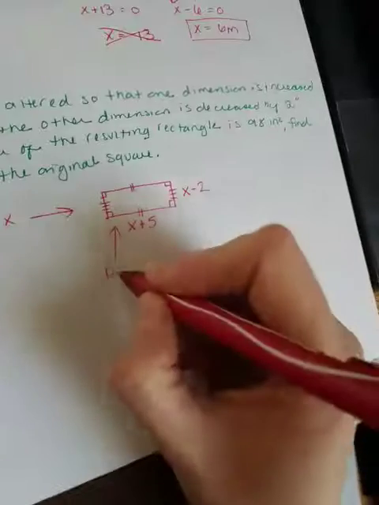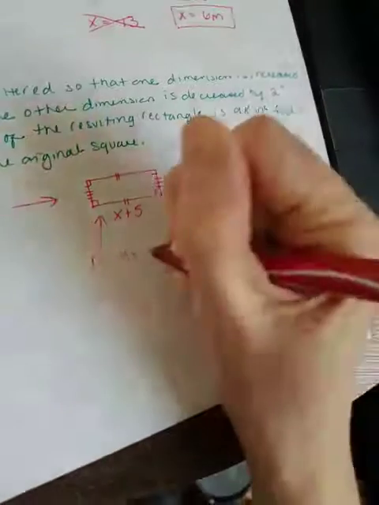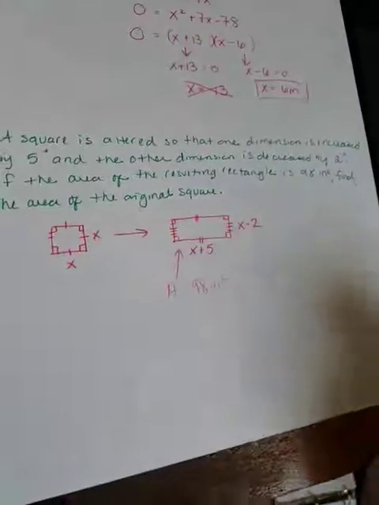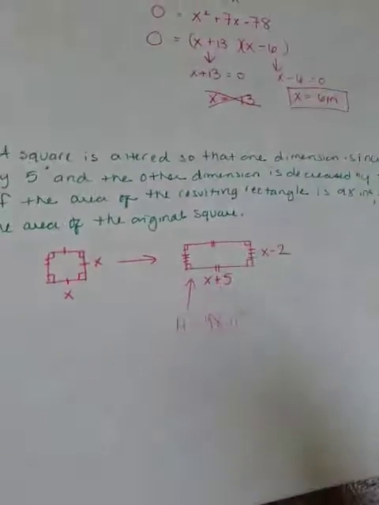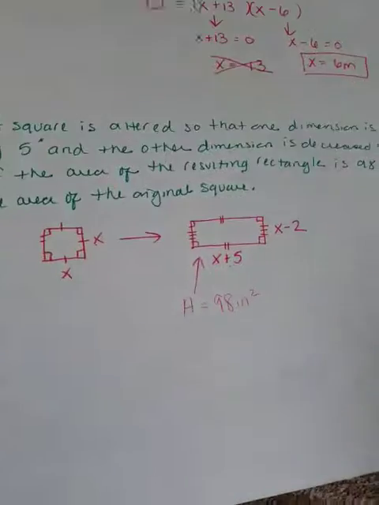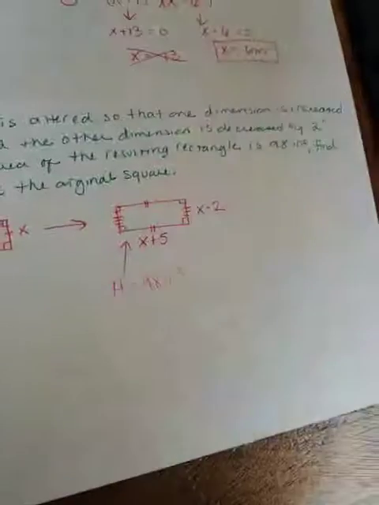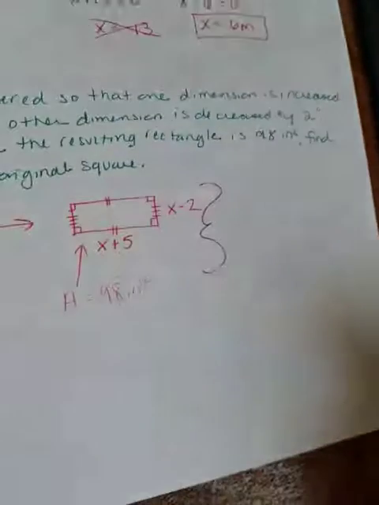we know this area is 98 square inches. Find the area of the original square. So we actually have to figure out what X is before we can figure out the area. And we have to work with the information that we have. Of course, my pen died. So we have to work off of this new rectangle.